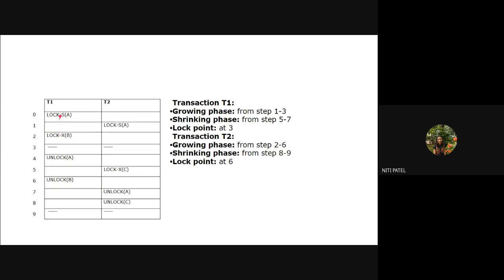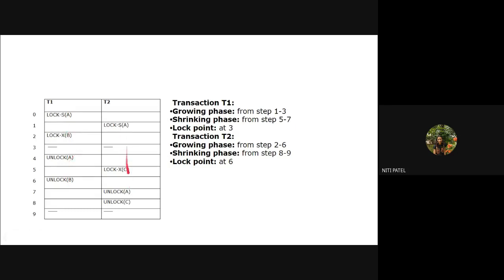Understanding? So this is the growing phase where you can only acquire a lock, and this is the shrinking phase where you can only unlock. You cannot unlock over here, you cannot lock over here. And this is the lock point. Clear? This is for transaction T1.